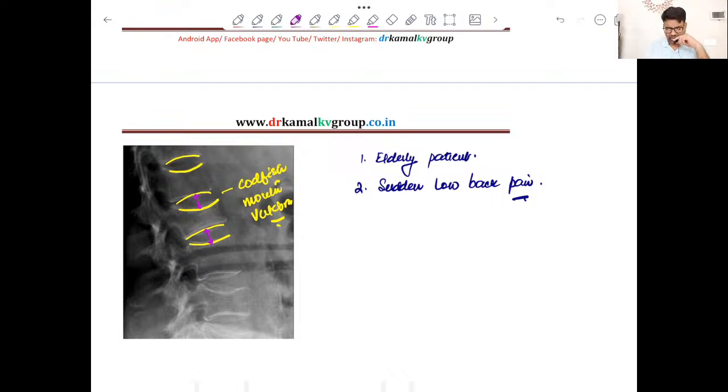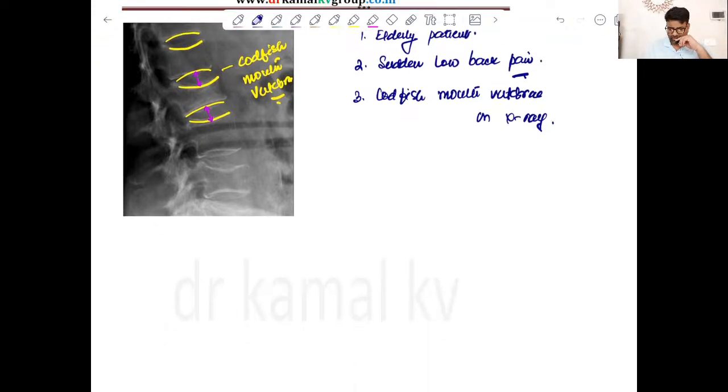So this is a classical case of osteoporosis, right? So you have codfish mouth vertebrae on X-ray. Clear? So the moment you have these kind of hints, I think everyone can mark it absolutely right. So this is osteoporosis.